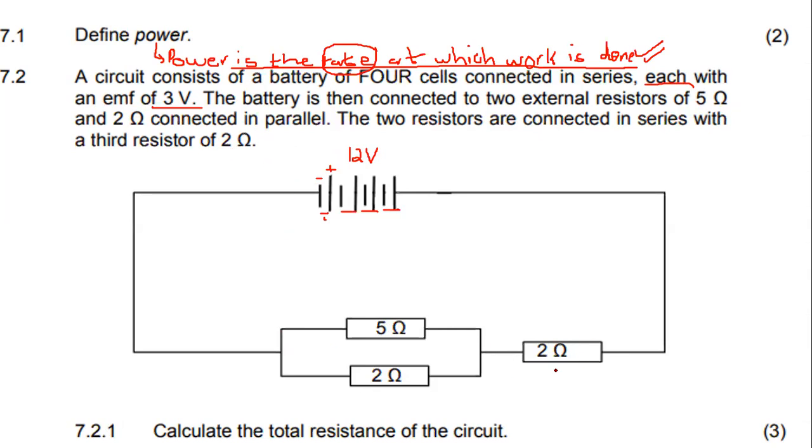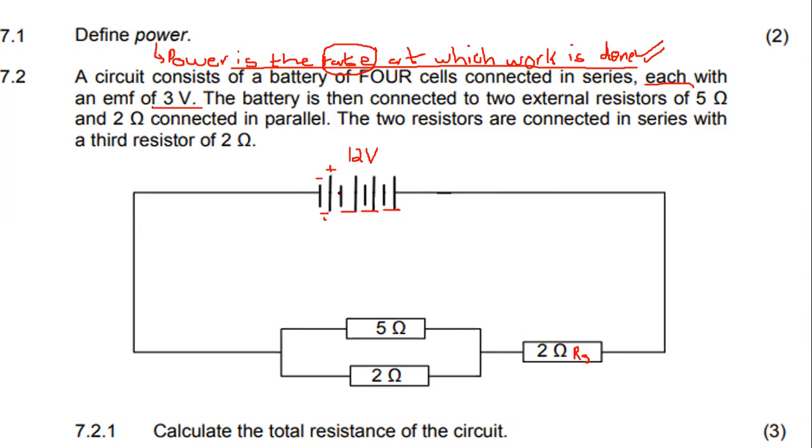And then the 2 resistors, meaning those in parallel, are connected in series with the third resistor of 2 ohms. So that resistor is connected in series. Why do we know it's connected in series? Because it receives the total current. Now we are required to calculate the total resistance of the circuit. Now you can actually say to me, okay, let us first check.